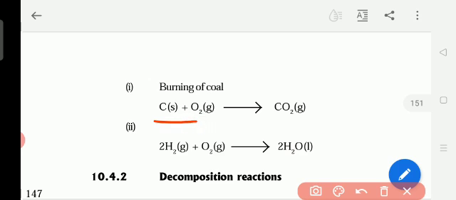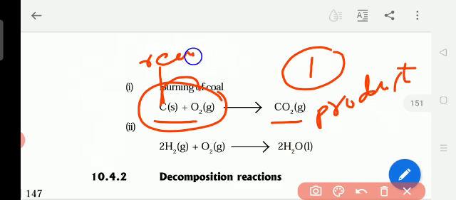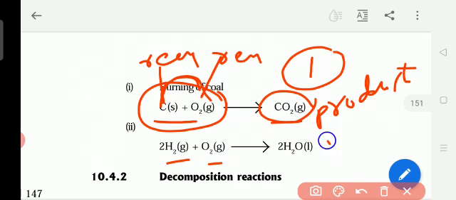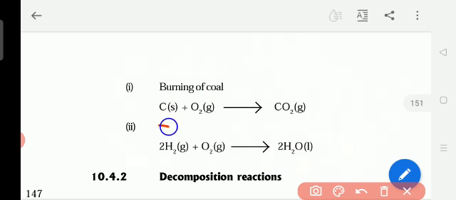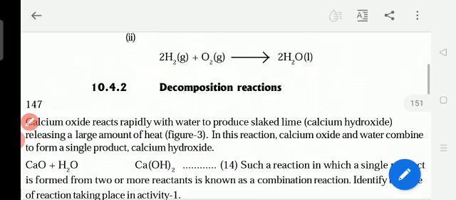This side we have the reactants and right side one we call it as what? Product. When one product is formed with the two reactants, carbon plus oxygen giving us the carbon dioxide. Here hydrogen plus oxygen giving us water. So here when the two reactants combine together and give us the one single product, it is called as a combination reaction.